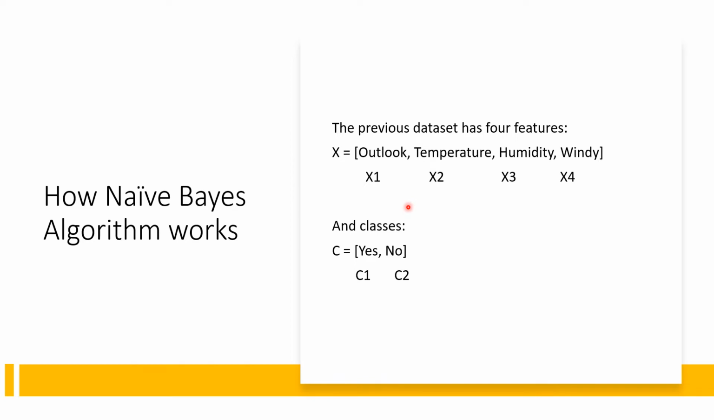Looking at the previous data set, it has four features. So we have the outlook, the temperature, humidity, and windy. And we have two classes, which is yes or no. So we can name these features x1, x2, x3, x4, and the classes will be C1 and C2.